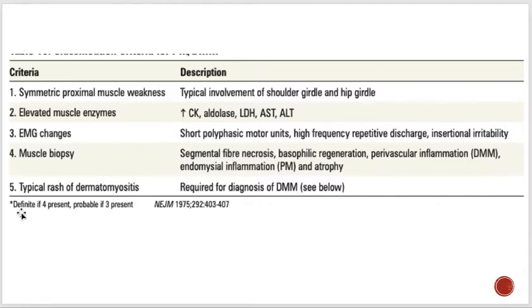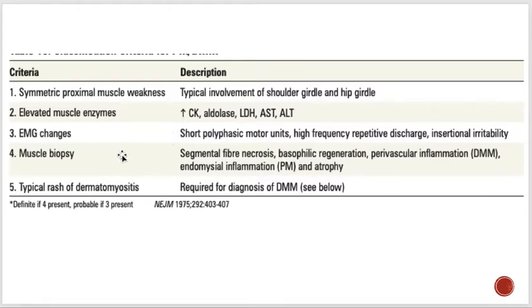So we say anyone who has four of these things present has a definite diagnosis of PM or DM, and if any three of these things are present, it is a probable diagnosis. Though it is not important to remember this classification criteria, because I have never seen it asked in any MCQs or anything like this.